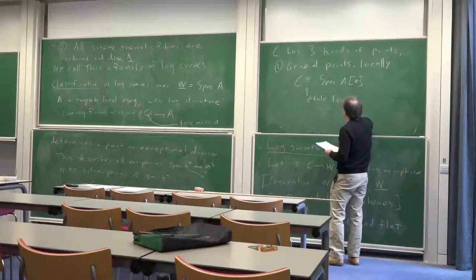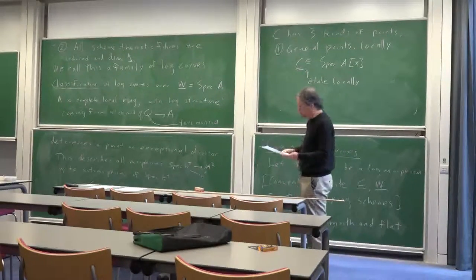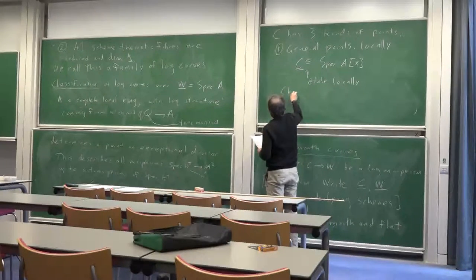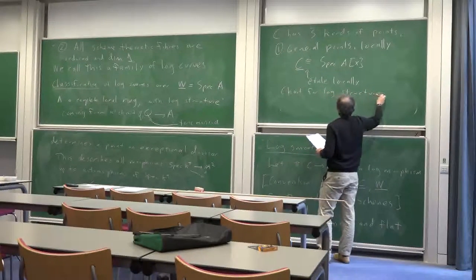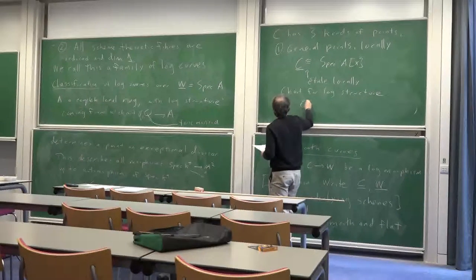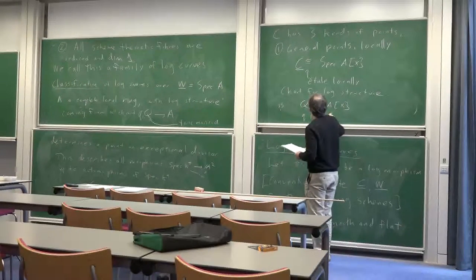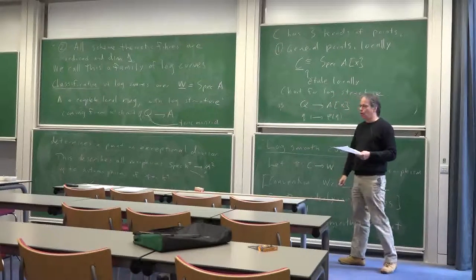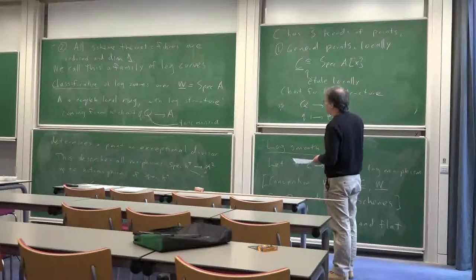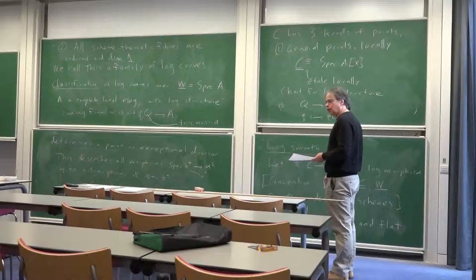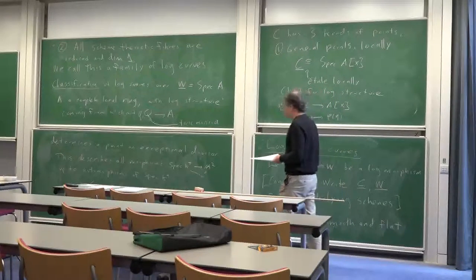And I also have to tell you the log structure, so maybe I should underline this, that's just the scheme. The log structure, or chart for log structure, is given by Q to A bracket X, is just given by Q goes to phi. That doesn't involve the variable X at all. Everything is pulled back from W. So the way to think about this is really just a piece of curve where the log structure looks very uniform. It's just all pulled back from the base of the curve W. So that's the boring point.